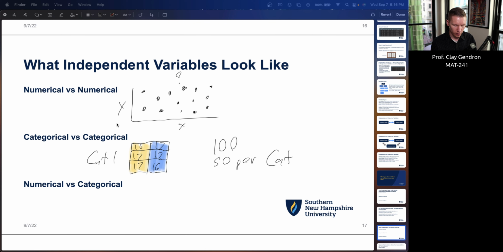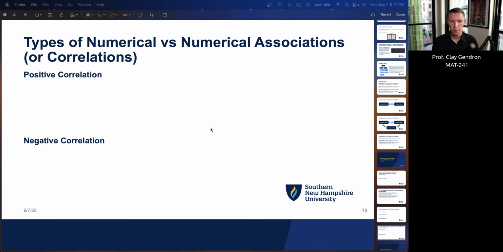And the same thing for our numerical versus categorical. We might have, let's say, four bars, and there's really no discernible difference between where those bars fall. We don't see a whole lot of change when we look at our two variables. When we see this, we tend to say that they are independent of each other. There's no association between our variables.